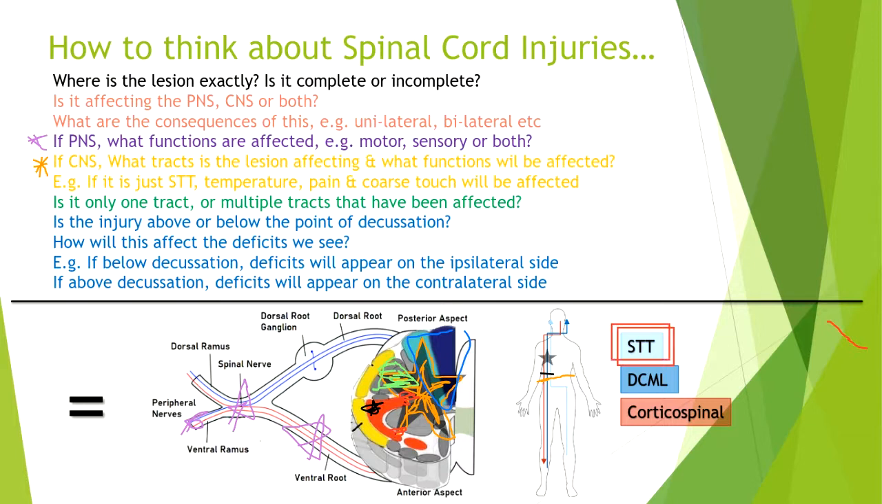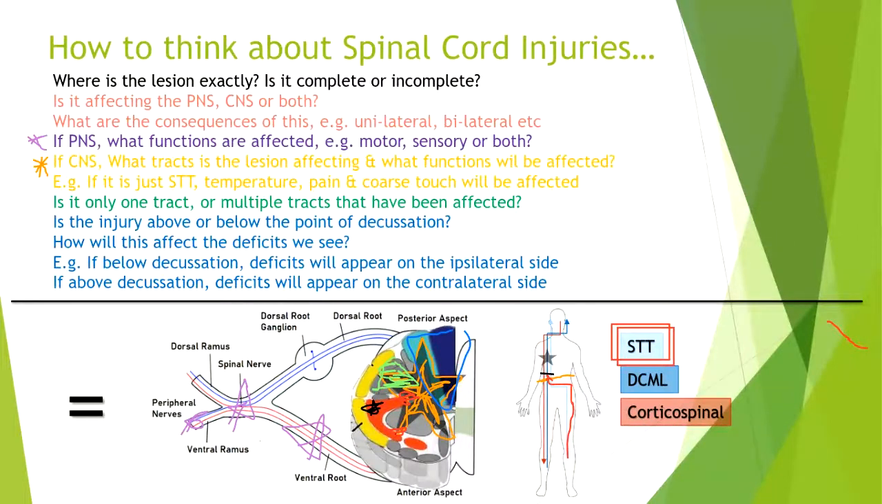So if we follow the spinothalamic tract, we can see that that one crosses at the point of entry in the spinal cord. So in this little man, the spinothalamic tract hasn't crossed the midline yet at the point of injury. So we've got information coming from the opposite side of the lesion trying to get up to the brain. So our symptoms for this lesion in the spinothalamic distribution is going to be contralateral. So we'll see a contralateral loss of temperature, pain, and coarse touch because it can no longer get up to the brain.